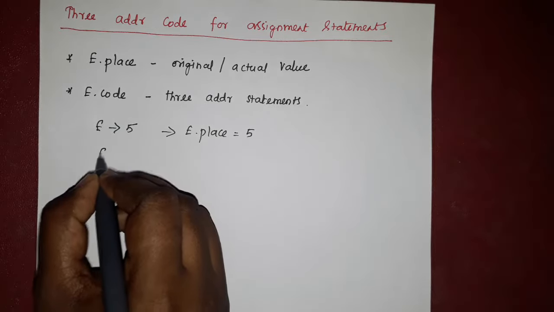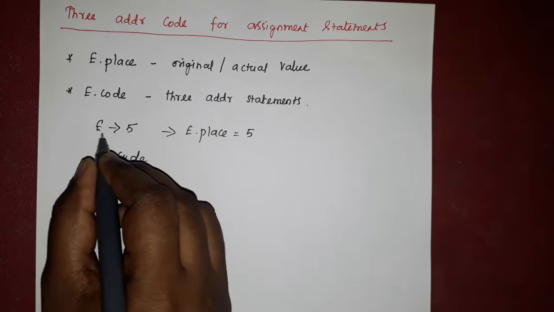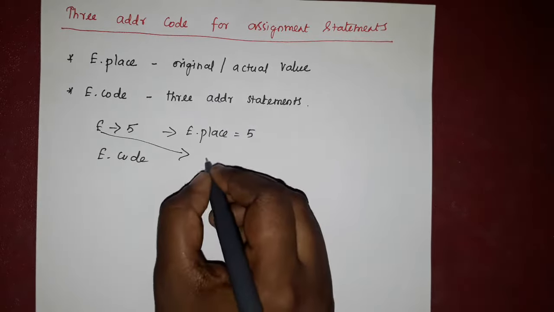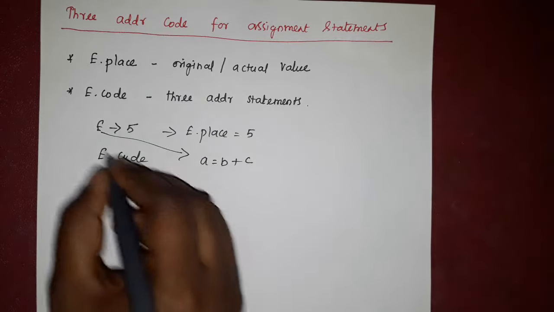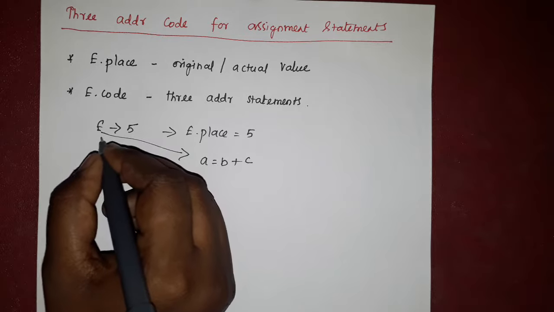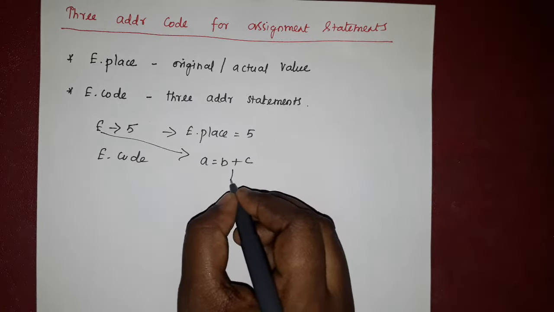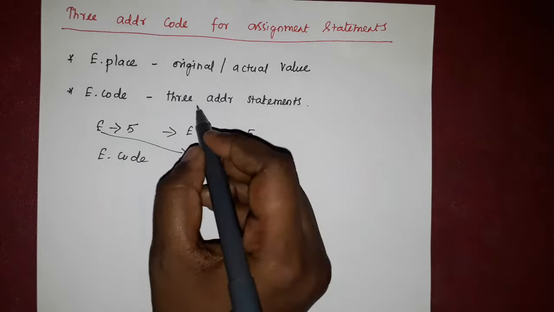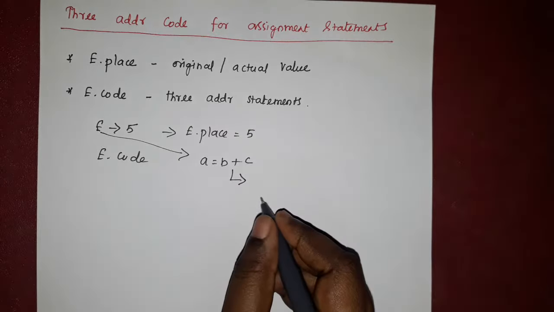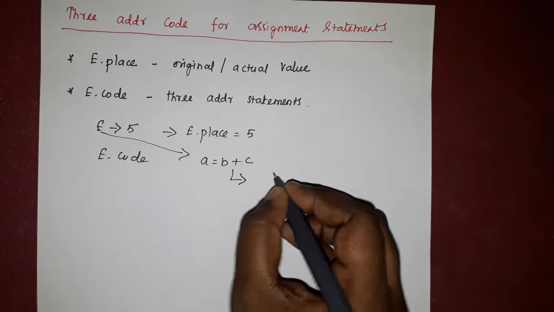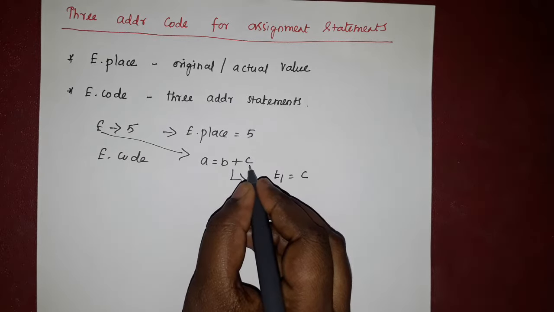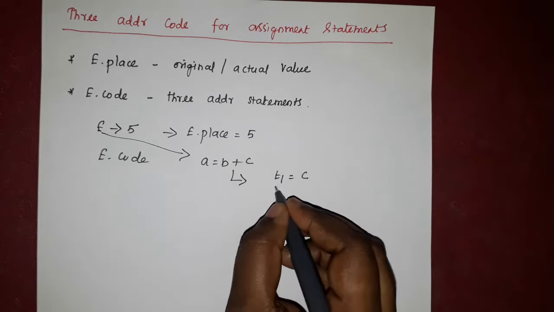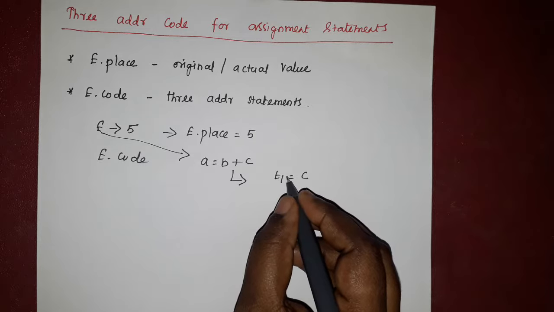For this, e dot code is, in case this expression holds a is equal to b plus c. This is the expression, so it can be connected to this capital E. Then this expression can be evaluated by three address statements by using temporary variables. So I am going to write T1 is C. I am going to assign C to this temporary variable. T1 is a temporary variable.